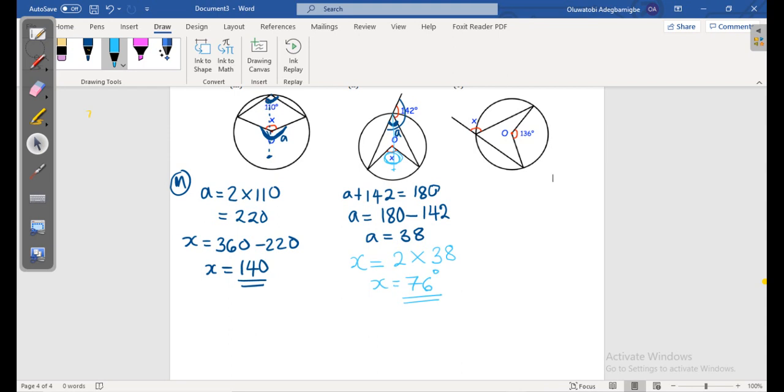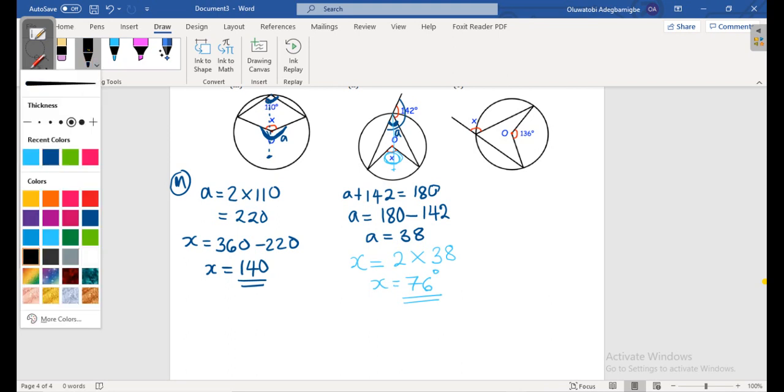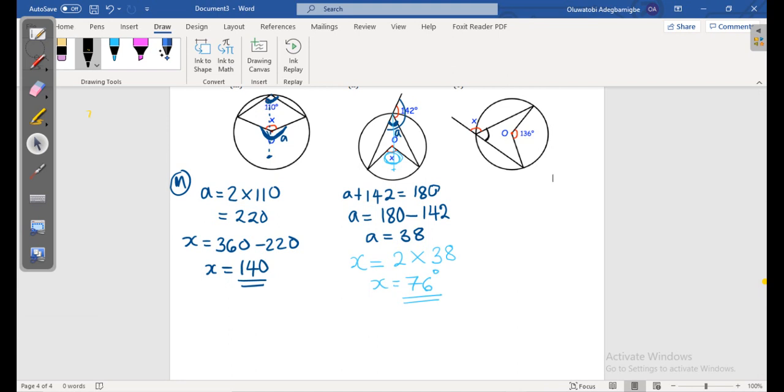Good. Then the last question. Now this is an exterior angle, but we're given the angle at the center. So automatically, this is an angle at the circumference. If you trace this down, 136 is the angle at the center. So that means 136, which is angle at the center, is 2 times angle at the circumference A. And that means 136 equals 2A, over 2 over 2. 2 cancels out 2, and A is equal to 68.